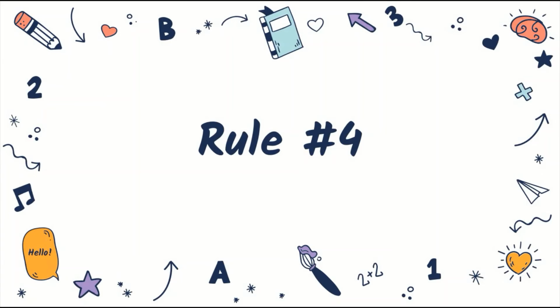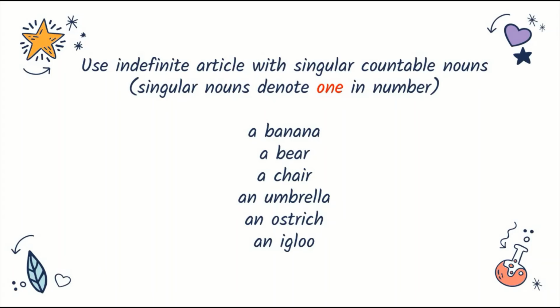Now let's look at the next rule. When we use singular countable nouns, we use an indefinite article. Singular nouns are those that are one in number, and countable nouns are those which can be counted. Like banana. If you want one banana, you could say give me a banana. Similarly, I saw a bear, meaning you saw one bear. Give me an umbrella, which tells me you need one umbrella. Here, the article a or an tells us that the noun that is used is one in number.